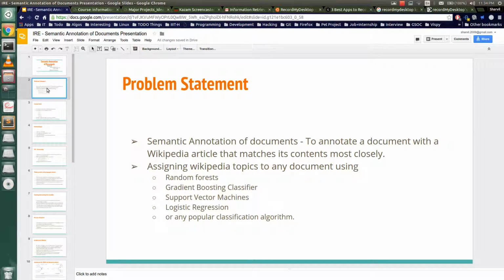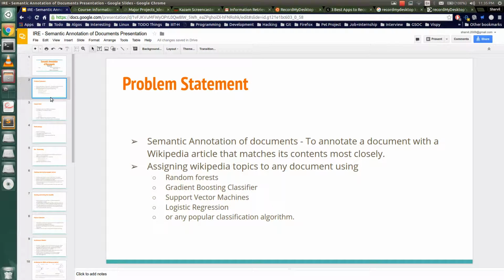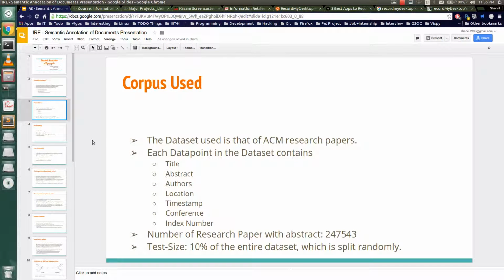So what the problem statement demanded was that we had to annotate a document with the Wikipedia article that matches its content the most, which should be in a semantic way and not just syntactical, as in just looking at the same words, right? For this we used various classifiers like random forest, support vector machines, logistic regression, and other possible classification algorithms.